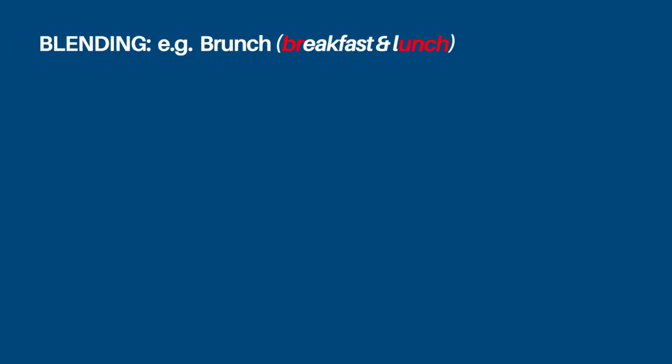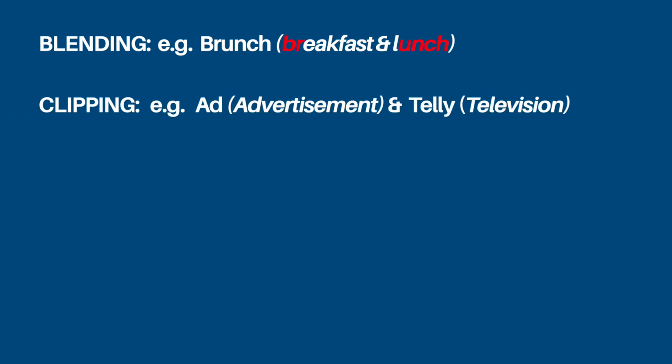One way is through blending. That's where we take two words and join them together. Like brunch, which is a combination of breakfast and lunch, and is the meal that we eat when we get up too late for breakfast. Yeah, another way is clipping, which is making the word shorter. Some examples are ad for advertisement and telly for television.